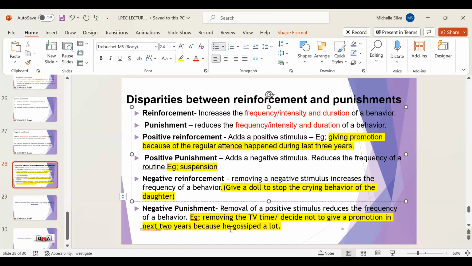Because in order to discourage this bad behavior, gossiping, we have decided not to give a promotion.